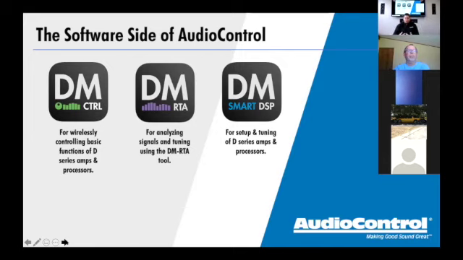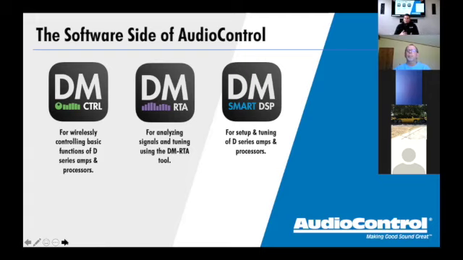But when I say that things get confused sometimes, here's what I mean. The DM RTA app is specifically for controlling and using the DM RTA test tool, right? So this guy here, this test tool, that's what the DM RTA app is for. It's for running that. The DM Smart DSP app is for controlling, setting up and tuning D-series products, like a DM608, a DM810, D4800, D6.1200 amplifiers. All of those things are run with the DM Smart DSP.